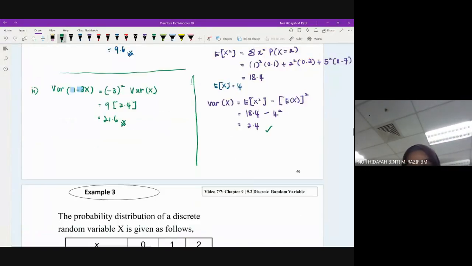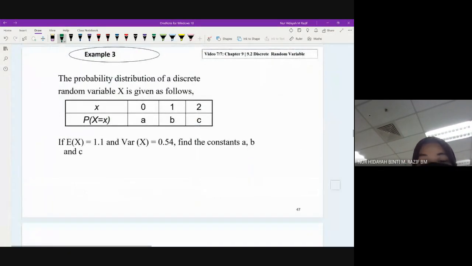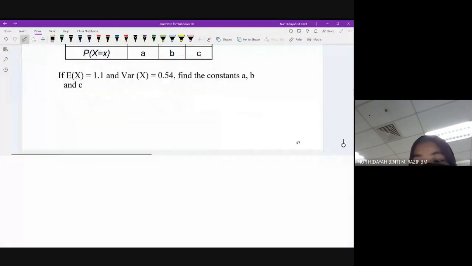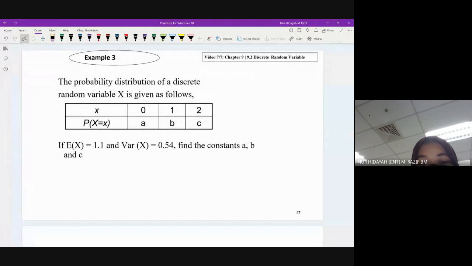Okay, selesai. So tengok soalan yang seterusnya. Okay, untuk example 3, we have the probability distribution of a discrete random variable x is given as follow, yang mana kita ada x equals to 1, 2 and 3. The probability is equal to A, B and C.